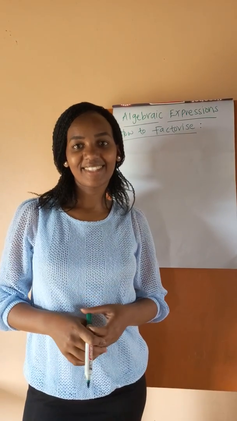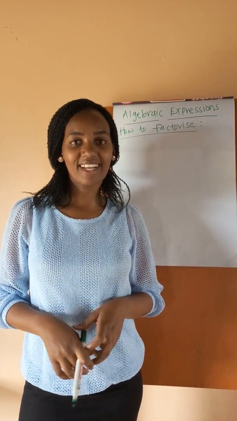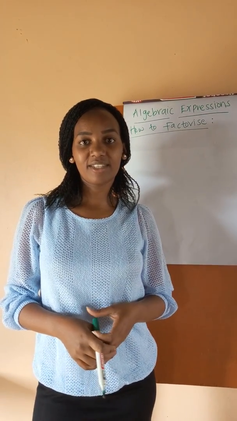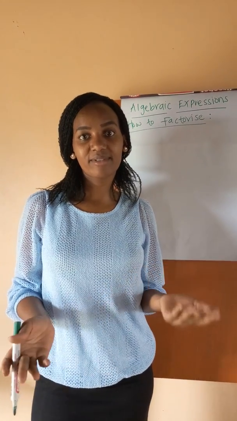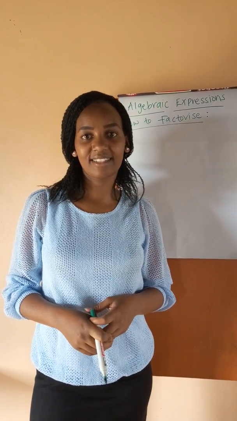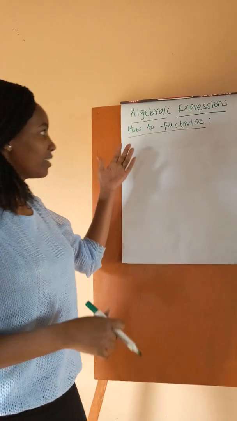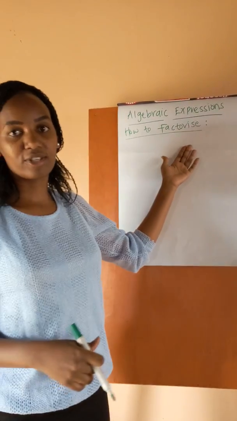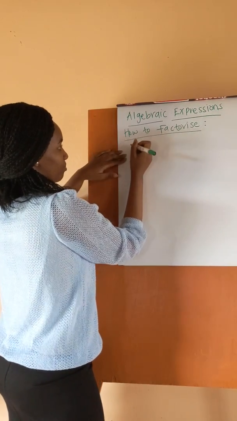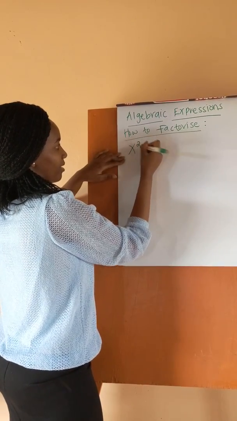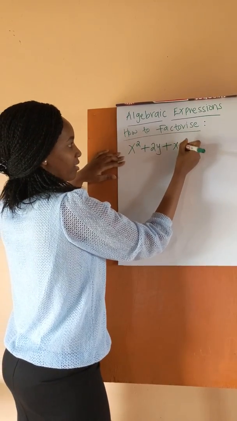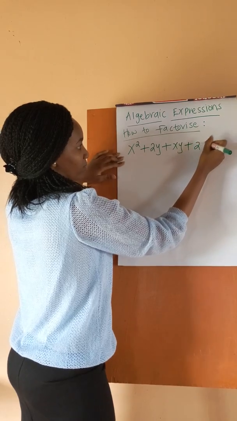Hi guys, so today I want us to learn something on algebraic expressions, and maybe I can start by telling you what it is about. When you talk about algebra, this means representing numbers by use of letters. So I'll give an example on how to factorize algebraic expressions. You can have a problem like x squared plus 2y plus xy and plus 2x.